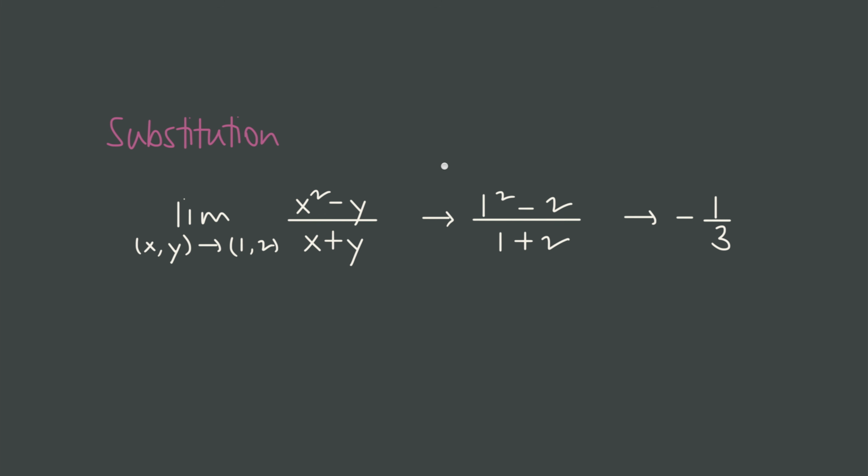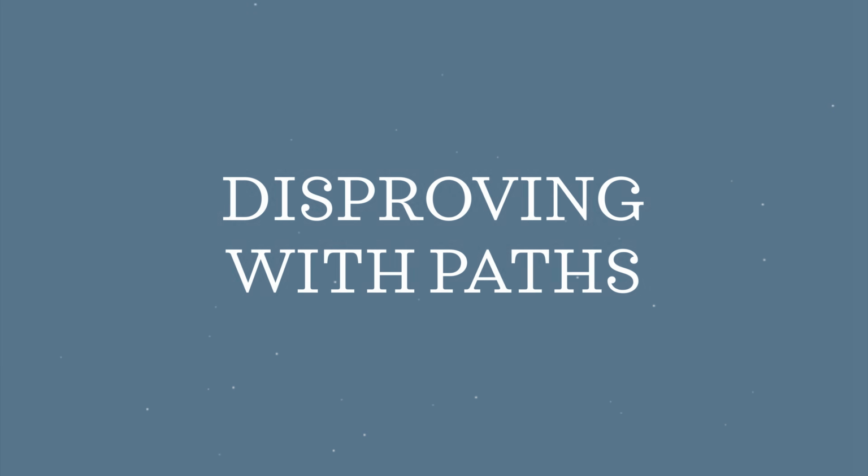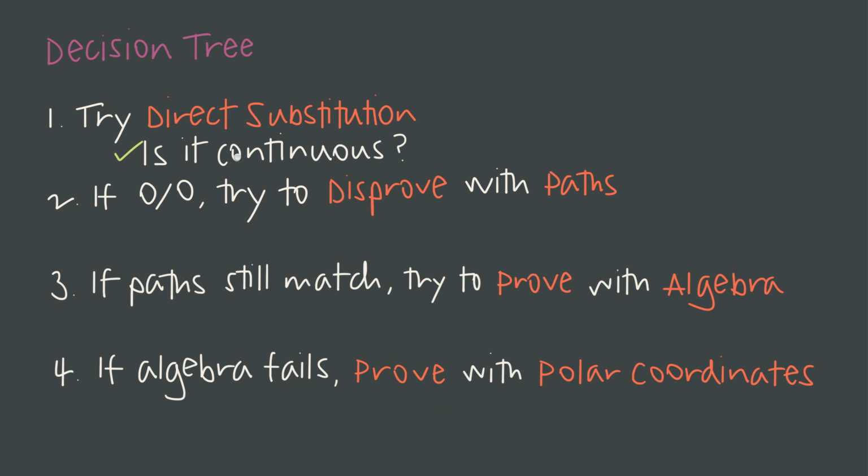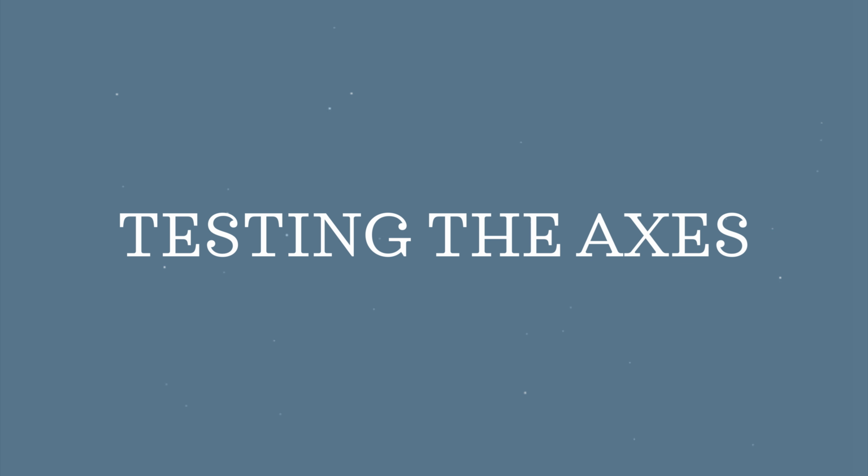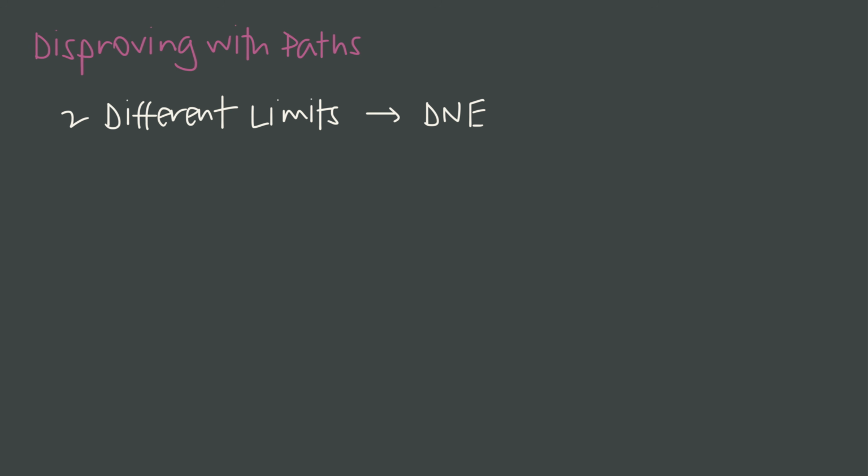But what happens when step 1 fails and we get 0 over 0? If the function isn't continuous by direct substitution and instead we get 0 over 0, our next step is always trying to disprove with paths. And the rule is simple here. If we find any 2 paths that give different limits, then the limit does not exist. It's game over. So if we can show any 2 different limits, we know the limit does not exist.